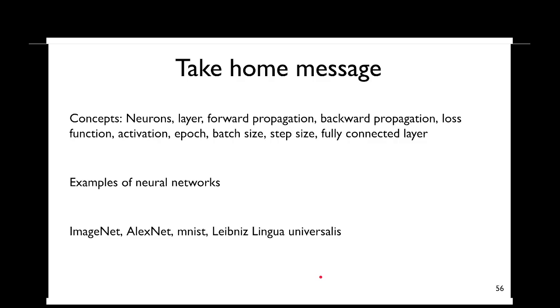So take-home message, you should by now understand the basic concepts of neural networks, such as neurons, the layering, forward propagation, backward propagation, what the loss function is, what the activation function is, what an epoch is, the batch size, the step size, and what a fully connected layer is. You should be aware of different examples of neural networks and where they are apparently already today very, very successful, and you should understand what ImageNet is, AlexNet, MNIST, and Leibniz Lingua Universalis.